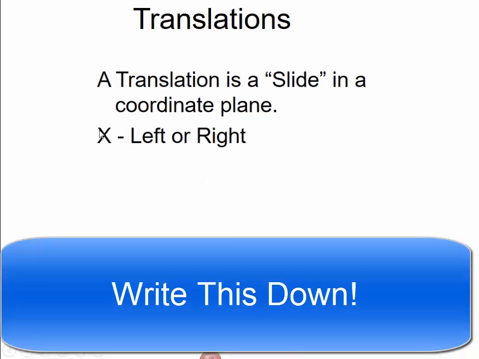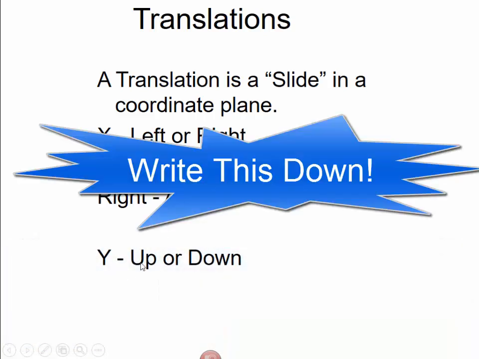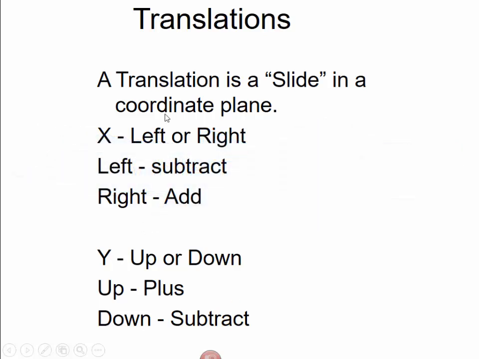If you're going on the x part of your point, remember coordinate points are always (x, y). The x always goes left or right, and the y goes up or down. Left means you're subtracting, and right means you're adding, and that's going to make sense in just a second. Up means you're adding, and down means you're subtracting. So please hit pause and make sure you write all of these down.